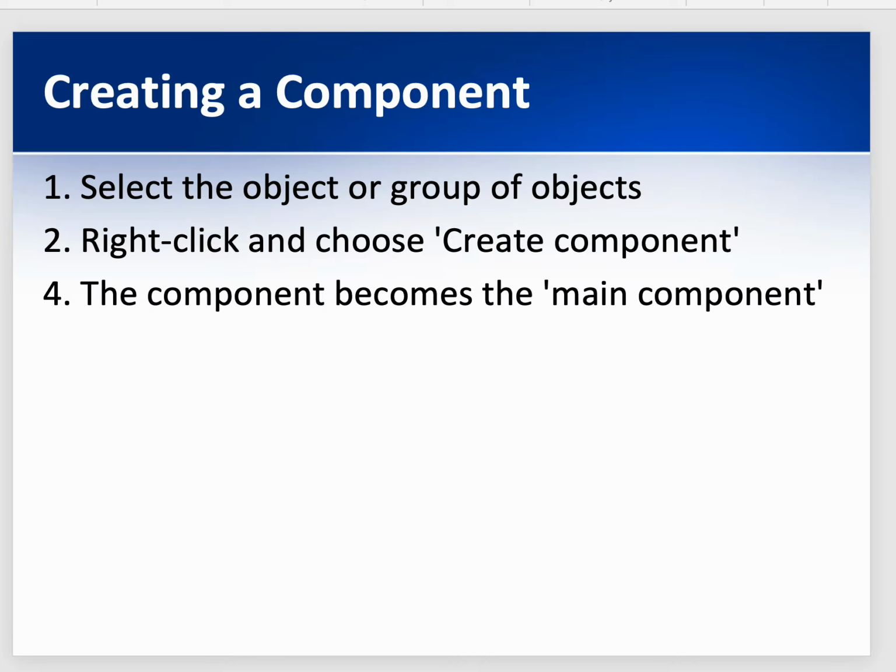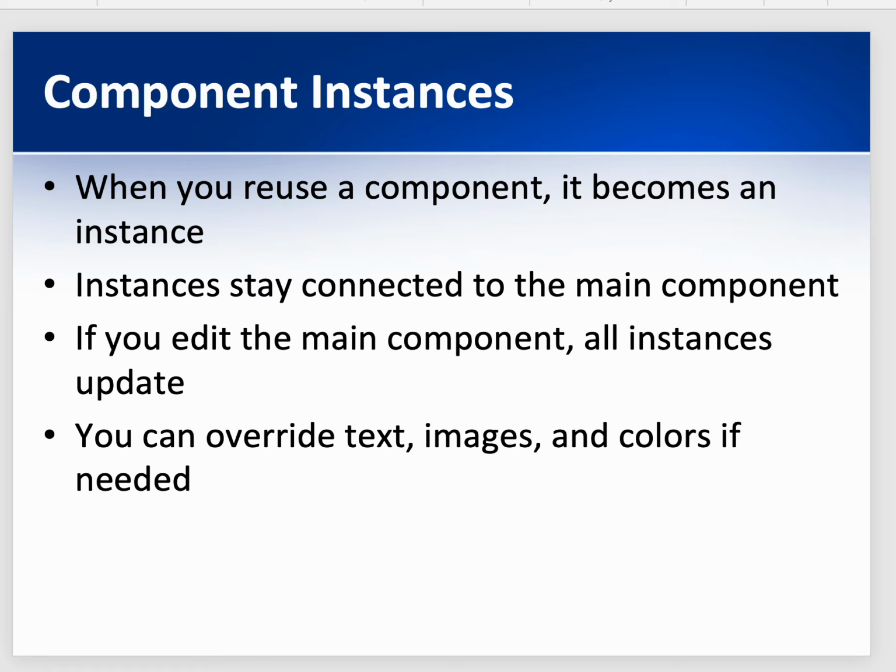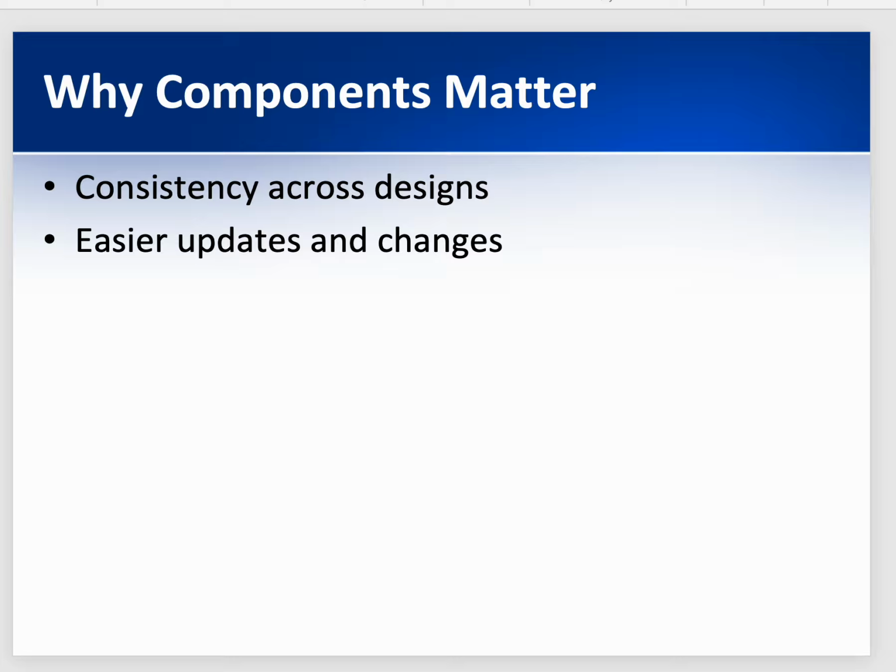So you just select the object or the group of objects that you want to be a container. So you can make it a container, and that's the main container. So this way, when you make copies of it, those are instances of it. And if you make one change on the main one, it changes all the others. Why components matter, again, it's just really consistency. It makes things easier later when you want to update one, it updates all of them so you don't have to manually go and update so many.